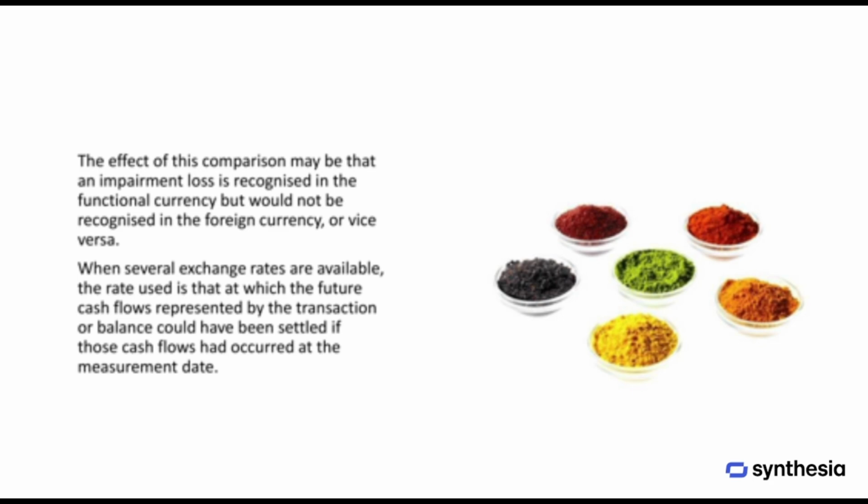The result of this comparison might be that an impairment loss is recognized in the functional currency, but not in the foreign currency, or the other way around. When multiple exchange rates are available, the rate applied is the one at which the future cash flows of the transaction or balance could have been settled, assuming those cash flows occurred at the measurement date.